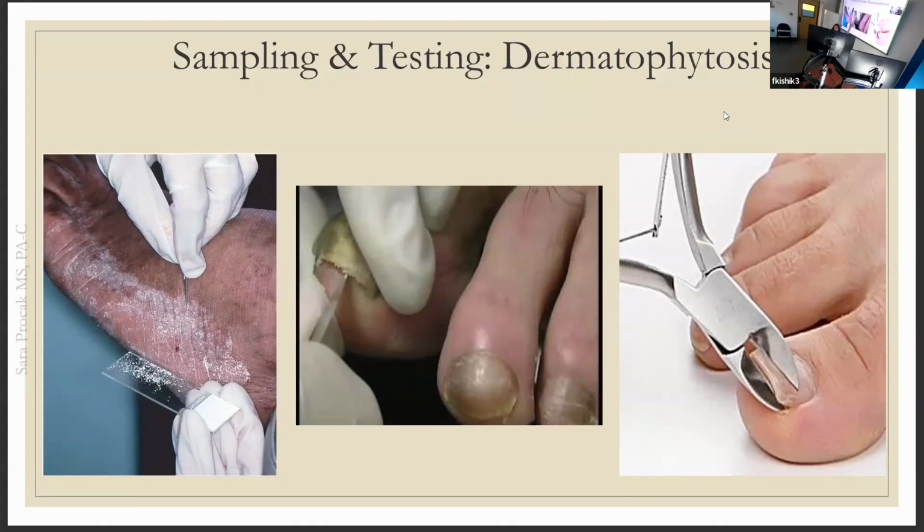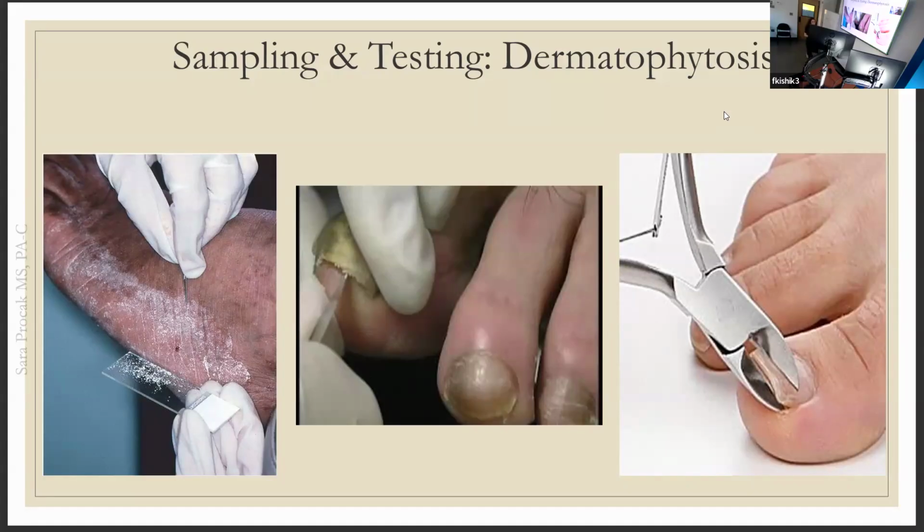Now, the question is, if I have a really thickened fungal nail, how do I clip that? It's hard. You can't do that really well with a regular nail clipper, so they have what they call a nail nipper, which is just a very large nail clipper. You can use that to crunch down through those thicker nails.